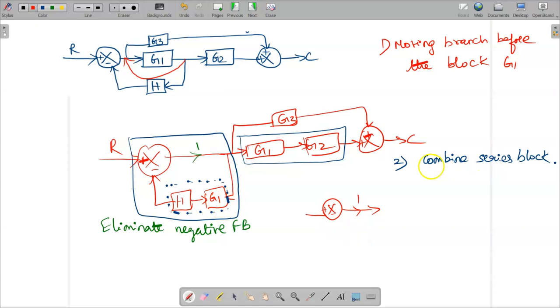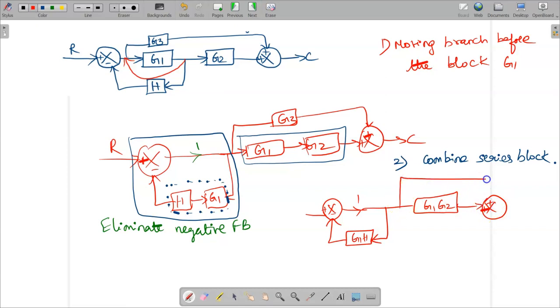So when you are combining the series blocks, meaning that you have to multiply these two terms, h into g1 will become g1h or hg1. Similarly, these two blocks are in series, so you have to multiply these two terms, g1 into g2. So you can combine the blocks in series such that you can multiply both the blocks' gain.